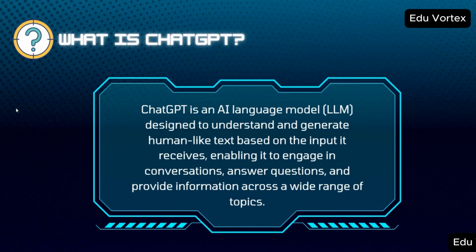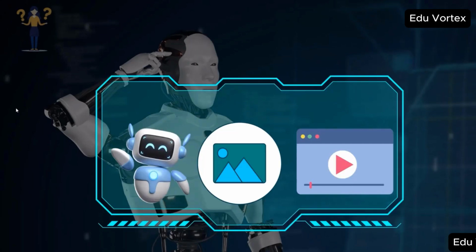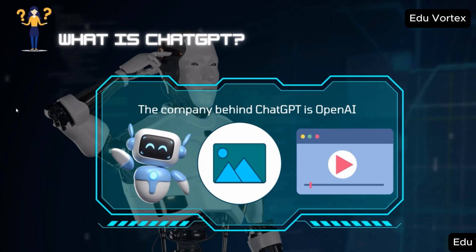And here's another definition. ChatGPT is an AI language model, LLM, designed to understand and generate human-like text based on the input it receives, enabling it to engage in conversations, answer questions, and provide information across a wide range of topics. By the way, when I keep saying "based on the input," I mean that because it's incredibly important that you pay careful attention to the input that you put to ChatGPT, because it's going to answer according to that input. So if your input is great, it's going to give you a great response. It's going to give you what you want. So you have to be more detailed in your prompt in order to get the best results.